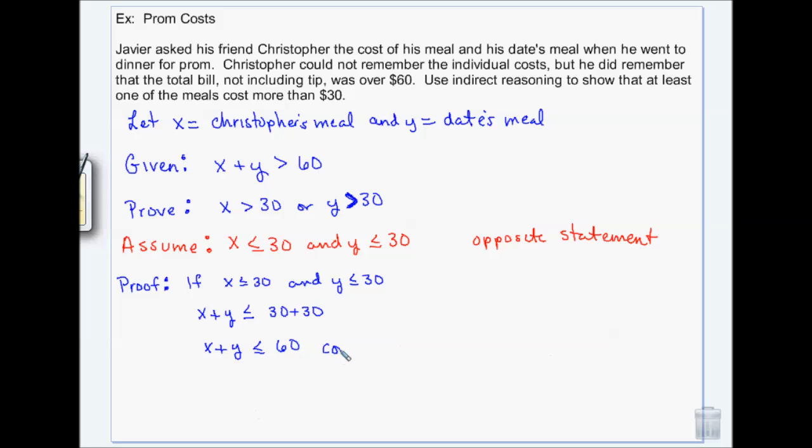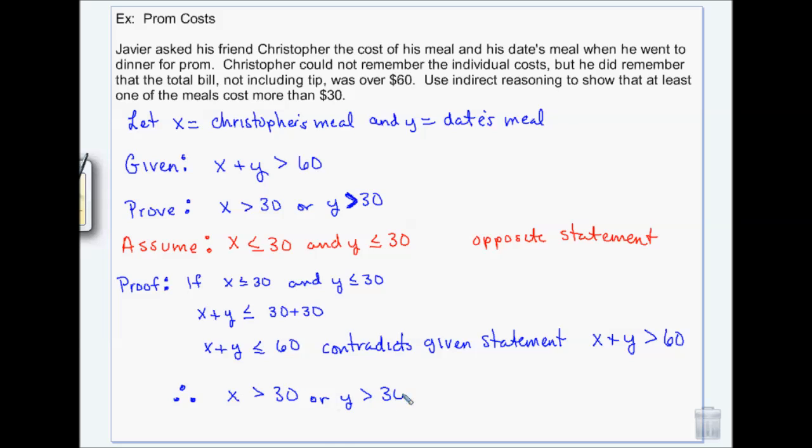But that contradicts our given statement. Our given statement was that x plus y is greater than 60. So it's a contradiction. It can't be less than or equal to 60 and also greater than 60. It's one or the other. So therefore, x has to be greater than 30 or y has to be greater than 30 or both.